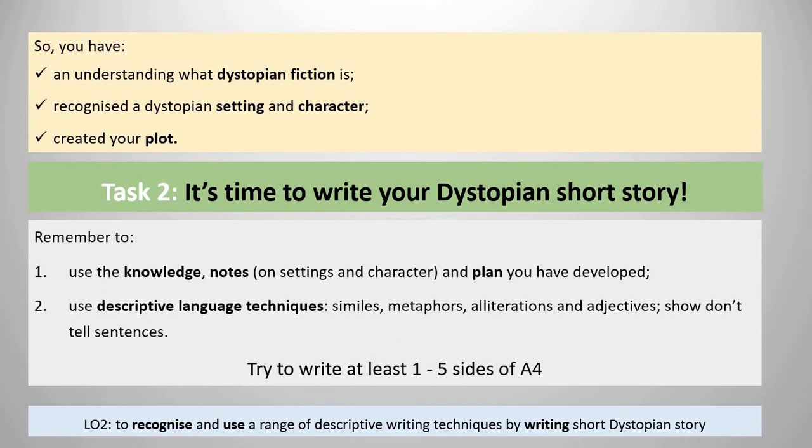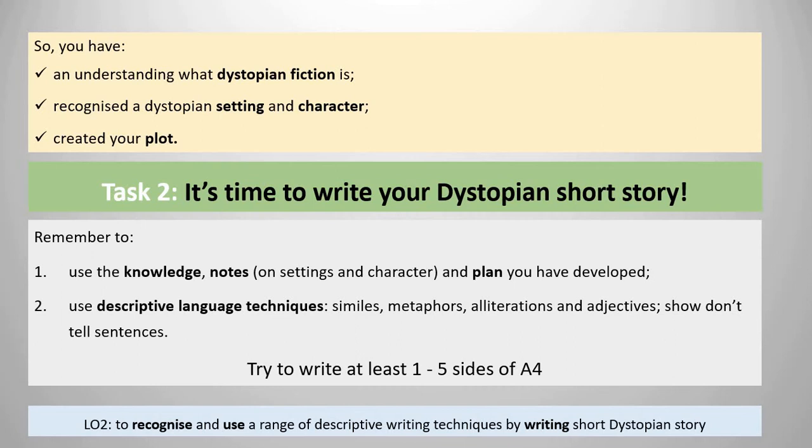So now you should have a good understanding of what dystopian fiction is, be able to recognise the setting and character, and you should have now created the plan for your plot. So your second task is to actually write your story. Now remember to use the knowledge and the notes on the table from your plan and all the information that you've done in the last few weeks on setting and character, and use descriptive language. So use your similes, your metaphors, your alliterations and your adjectives.